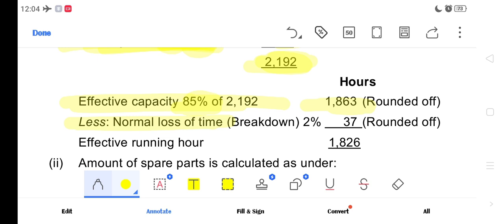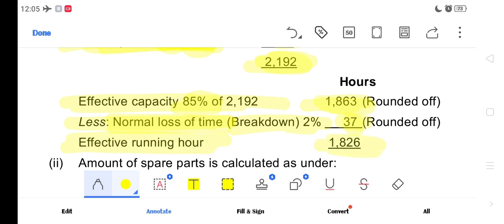Reasonable means it's normal. It's not abnormal or because of any negligence or ignorance. It's not because of that. Reasonable means it's a normal loss. So the normal loss breakdown is 2%. Of this 1863, 2% is approximately 37 hours. So the effective running hours is 1826.